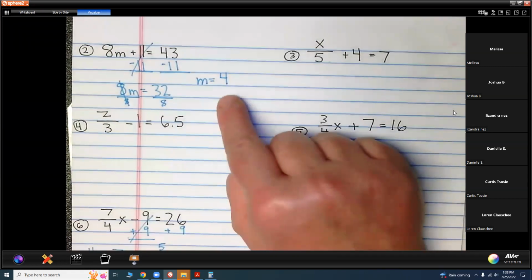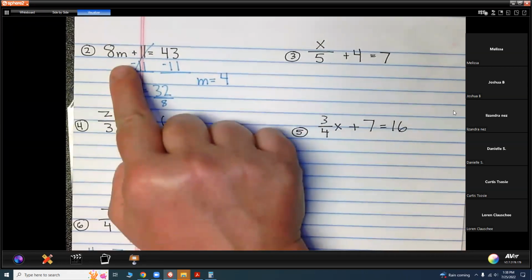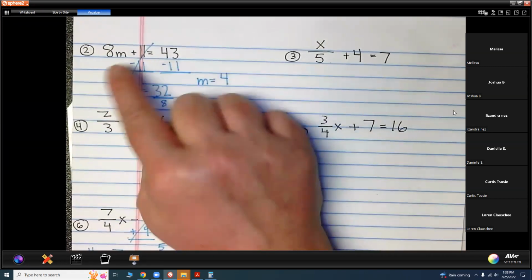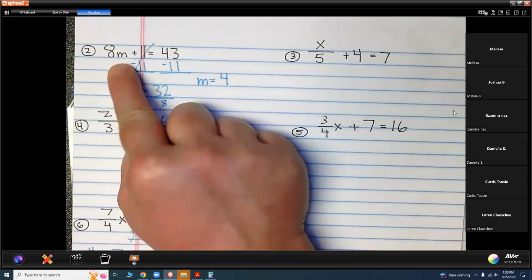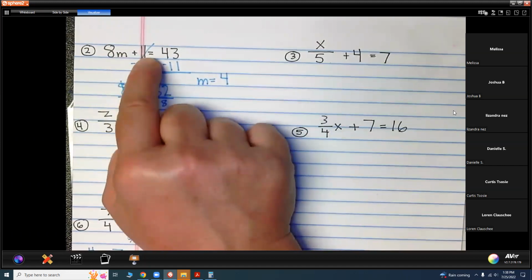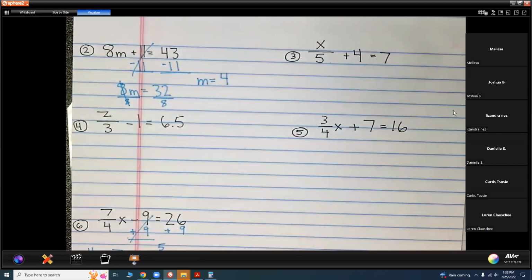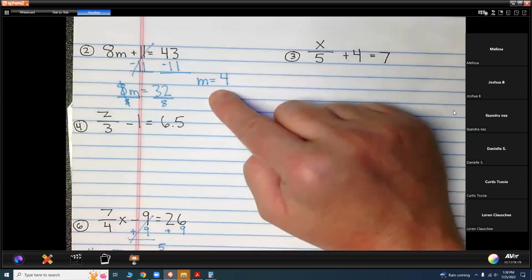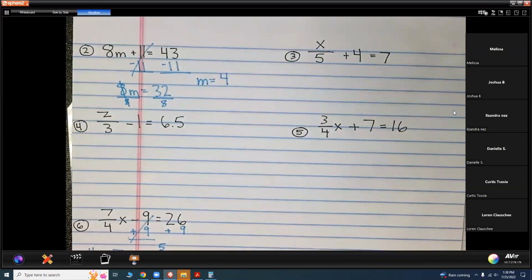Remember, whenever you get your answer, you can check it by plugging it in. If we put 4 here for m, 8 times 4 is 32. 32 plus 11 is 43. It makes a true statement, so our answer is for sure correct.